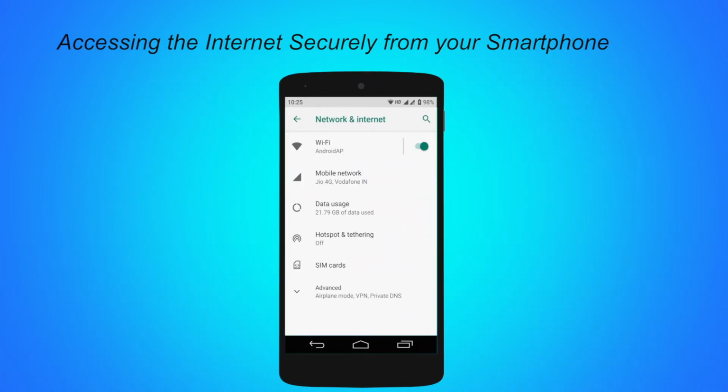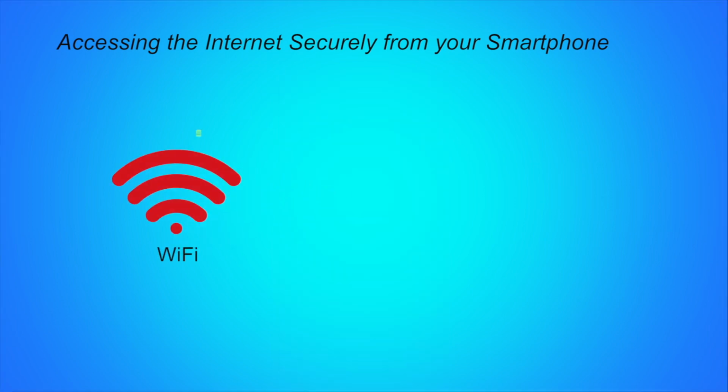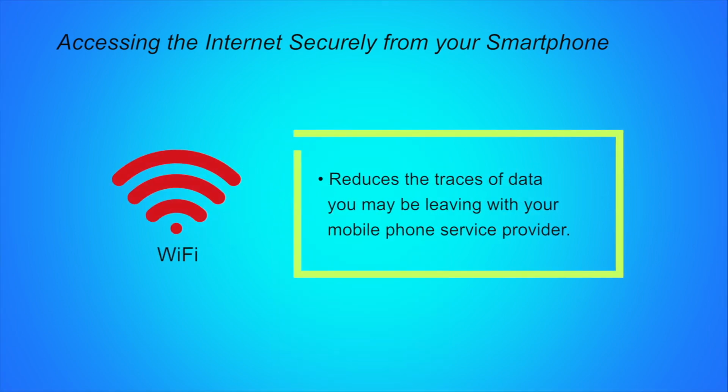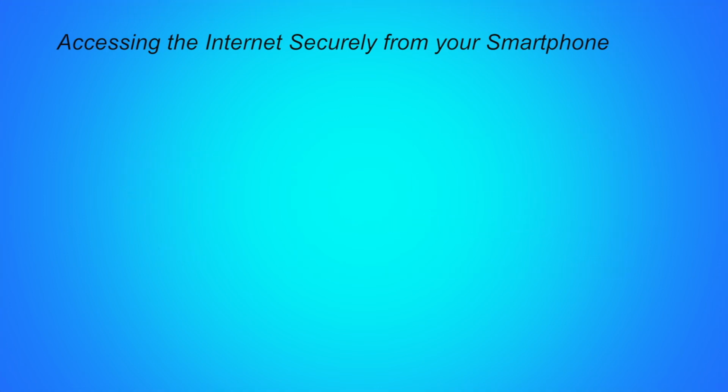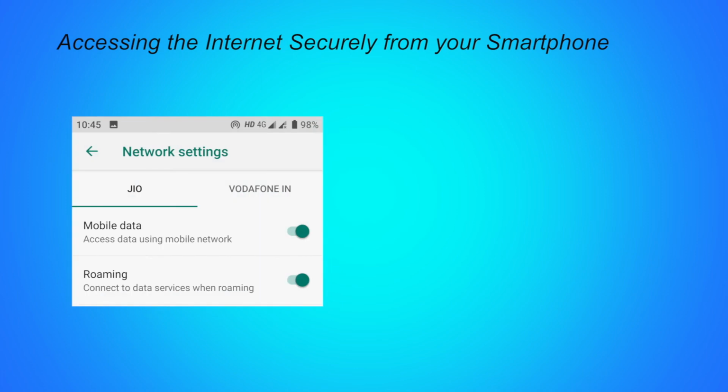Smartphones allow you to control how you access the internet via wireless connection provided by an access point such as an internet cafe or via mobile data connection such as GPRS or Edge provided by your mobile network operator. Using a Wi-Fi connection reduces the traces of data you may be leaving with your mobile phone service provider by not having it connected with your mobile phone subscription. However, sometimes a mobile data connection is the only way to get online.